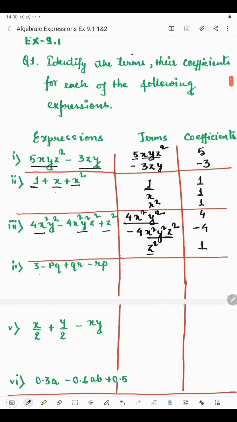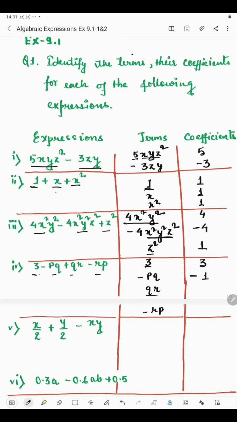Okay, now in the next part we have 3 minus pq plus qr minus rp. So here we have 4 terms: 3, minus pq, qr and minus rp. Now the coefficient of the constant term is that constant only, so the coefficient of 3 is 3 only. After that we have minus pq. We have a minus sign in front, so we'll put the minus sign. Since pq is present only one time, the coefficient of pq will be minus 1.